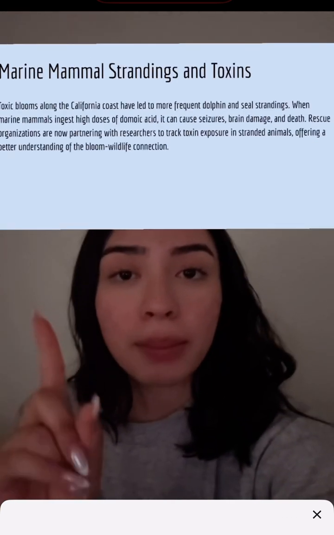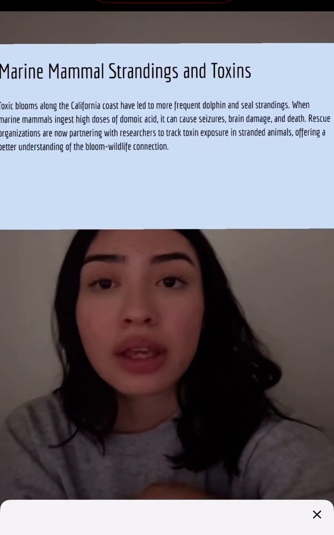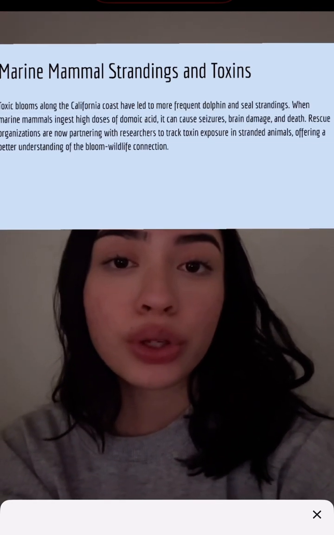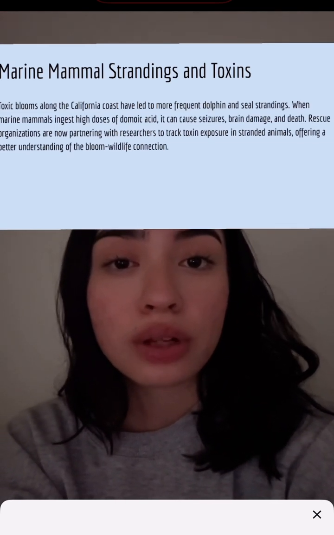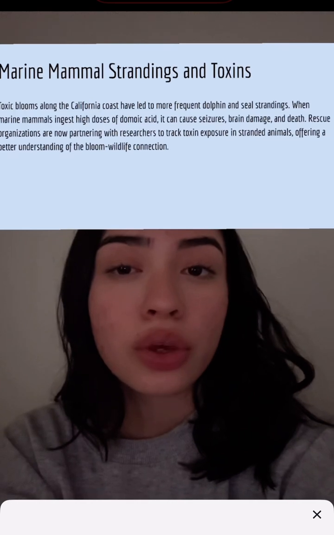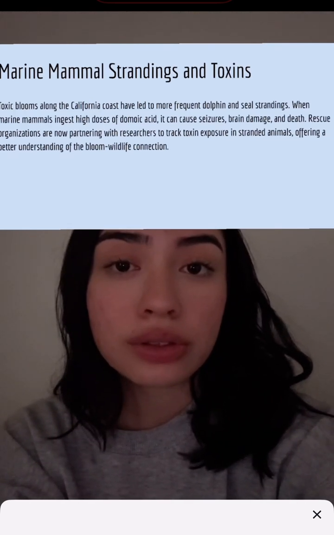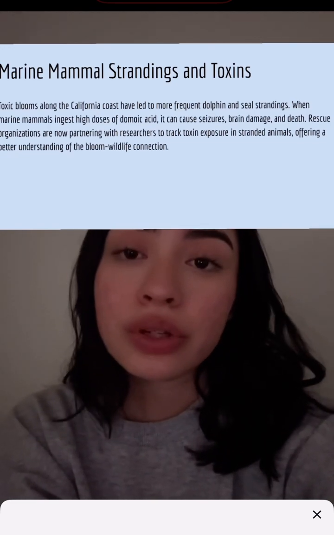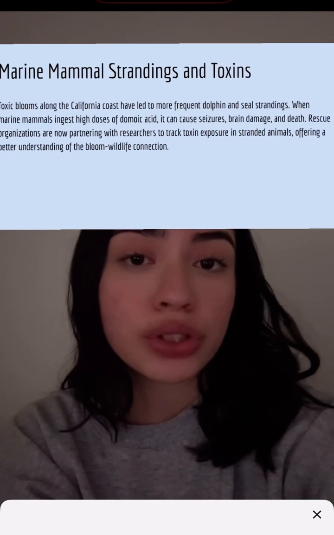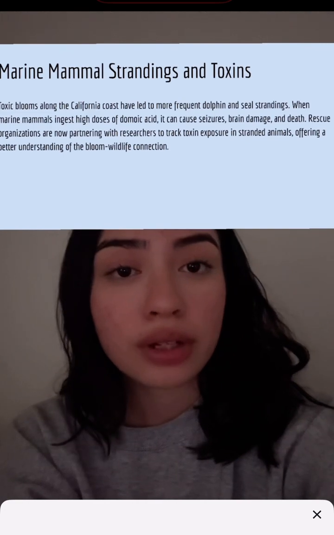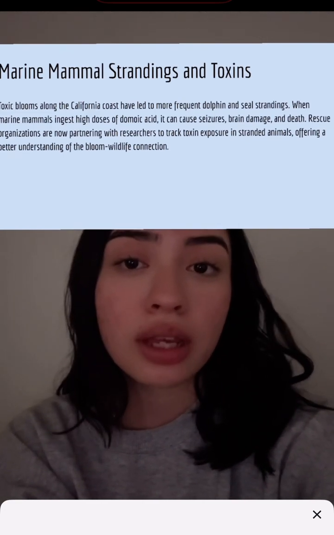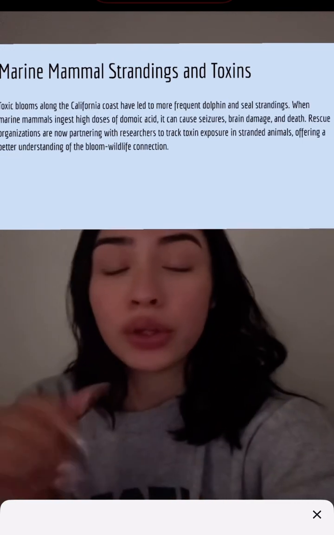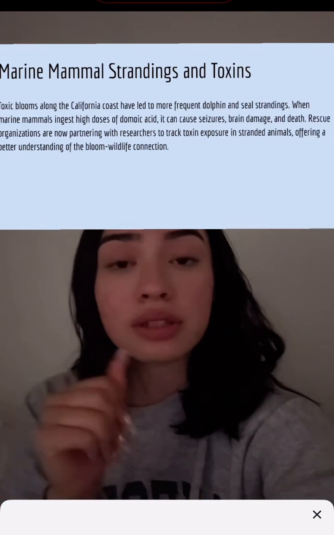Marine mammal strandings and toxins. Toxic blooms along the California coast have led to more frequent dolphin and seal strandings. When marine mammals ingest high doses of domoic acid, it can cause seizures, brain damage, and death. Rescue organizations are now partnering with researchers to track toxin exposure in stranded animals, offering a better understanding of the bloom-wildlife connection. So this right now is very huge, especially with SeaWorld and the zoo.